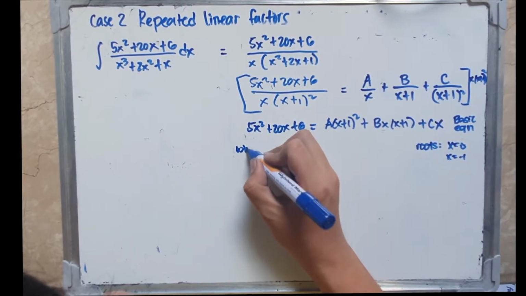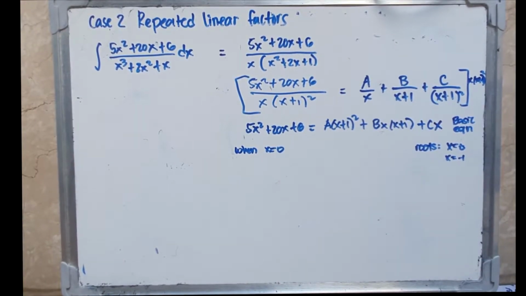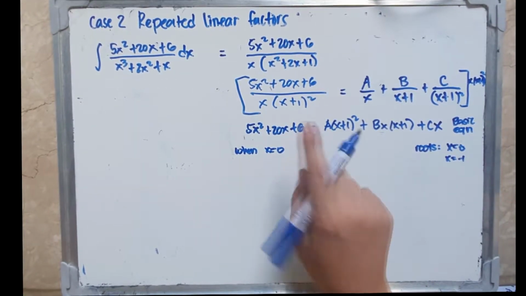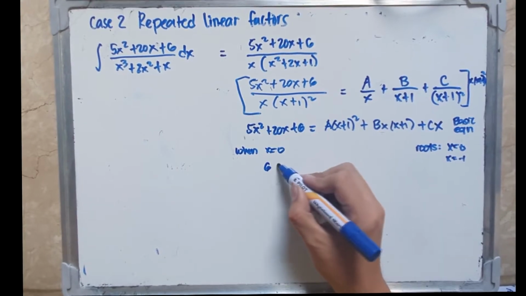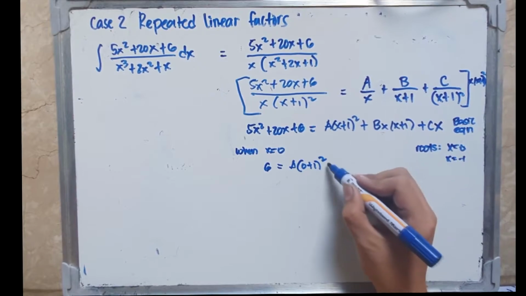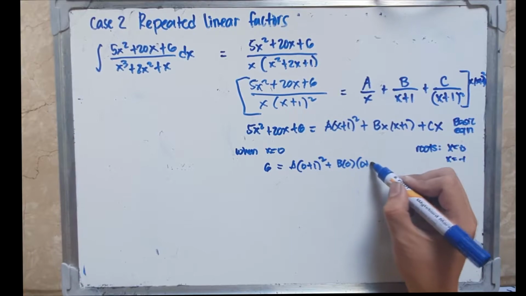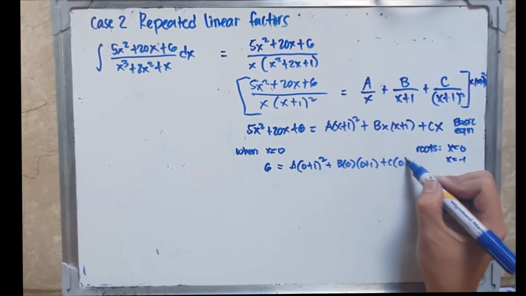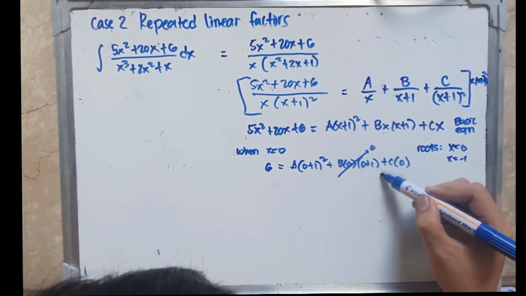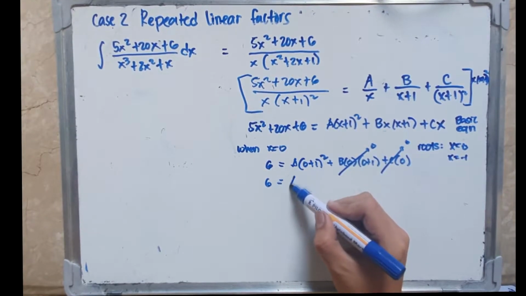Okay, so when x is 0, what's left on the other side of the equation? We have 6 equals a(0 plus 1) squared plus b times 0(0 plus 1) plus c times 0. This will be 0. This would also be 0. So 6 is equivalent to a.